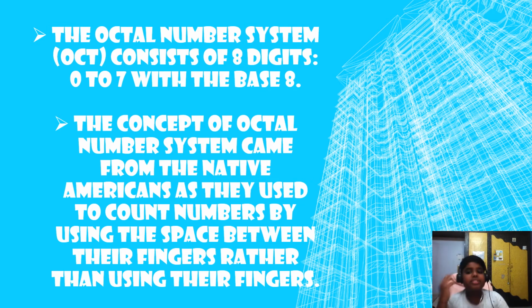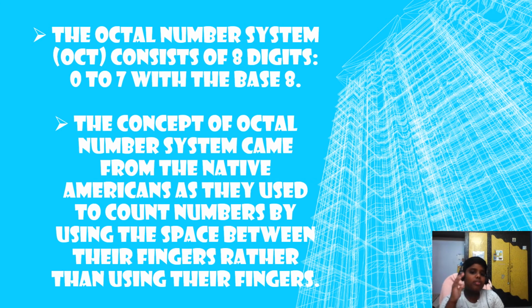The octal number system consists of 8 digits, 0 to 7, with the base 8. So you might think again, it has only up to 7, right? How can it be 8? The base should be 7. But you have 0 also. Count the number 0: 0, 1, 2, 3, 4, 5, 6, 7. 8 digits. Okay? So the base is 8.